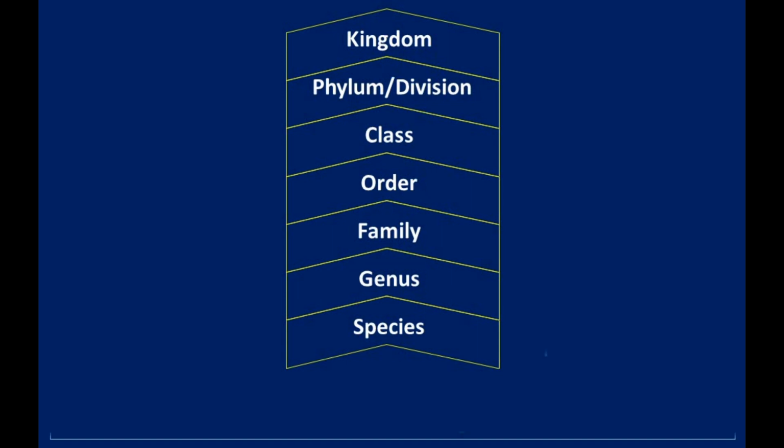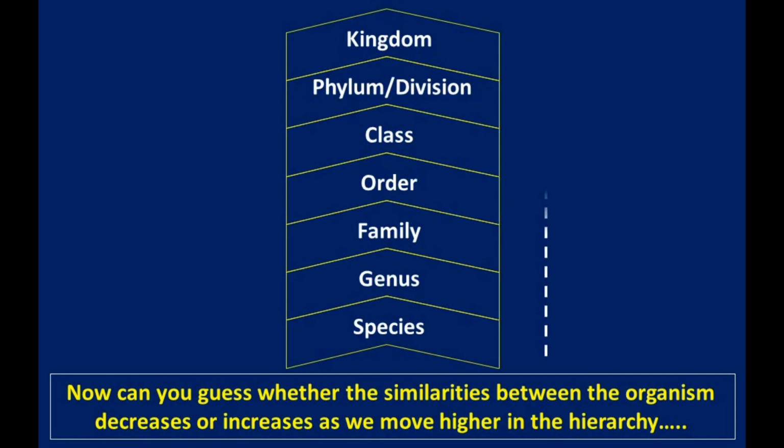अब question ये है कि now, can you guess whether the similarities between the organisms decrease or increase as we move higher in the hierarchy? अगर हम bottom to top जाते हैं, similarities increase होगी कि decrease होगी? So all similarities from bottom to higher level, they decrease. सो सबसे ज्यादा हमें similarities मिलेंगी in the species.